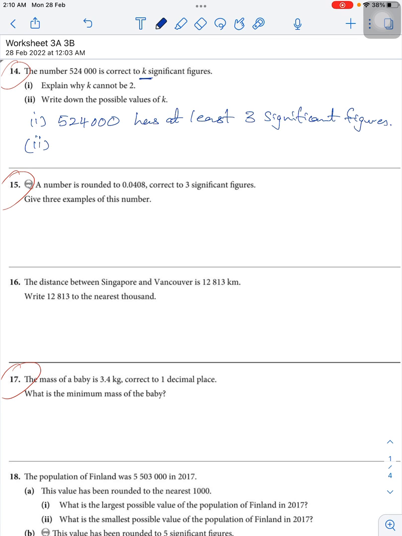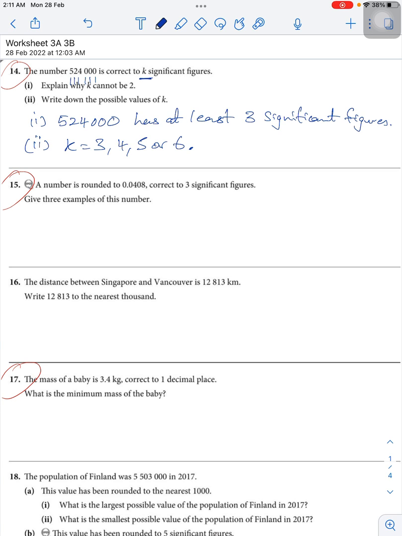Anything that is 3 and above, so the total number of significant figures that you can have is 1, 2, 3, 4, 5, 6. So you can go from k equal to 3 to 4 to 5, or even the maximum is 6. Because as you know, these zeros don't have to be significant all the way, so you can always have from 3 to 6, depending on your significant figures.